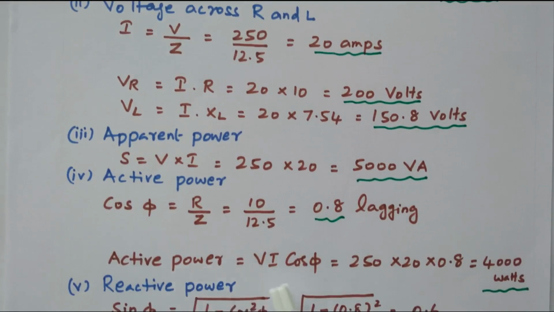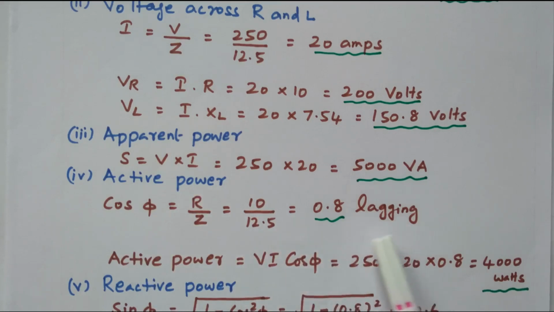The active power is VI cos phi. Phi is the power factor angle, so we need the value of cos phi. First we will find the cos phi value. Cos phi equals R divided by Z. From the phasor diagram this relation is available. Cos phi equals R divided by Z. So 10 divided by 12.5, that is equal to 0.8.